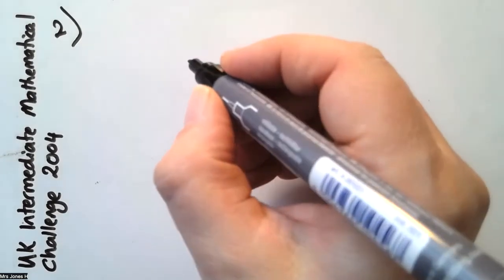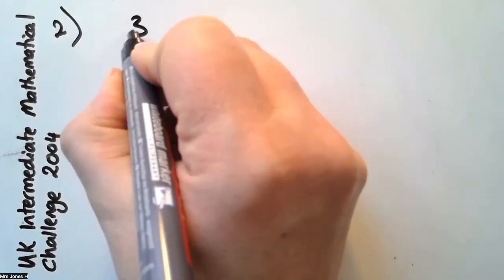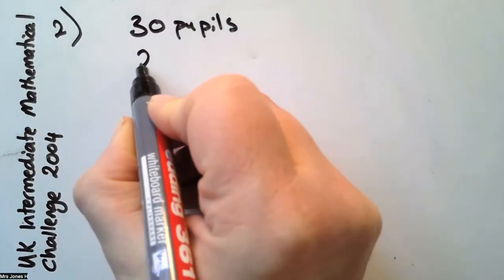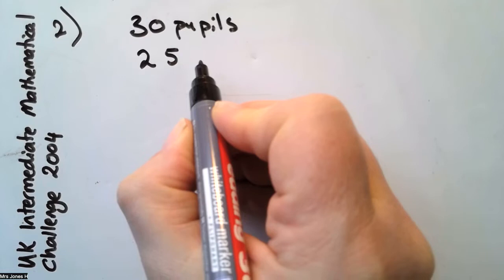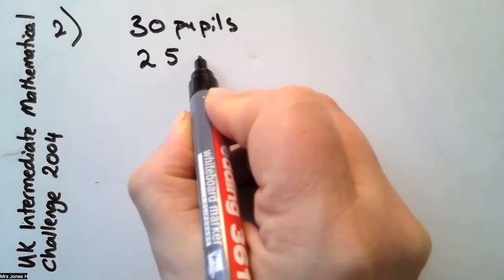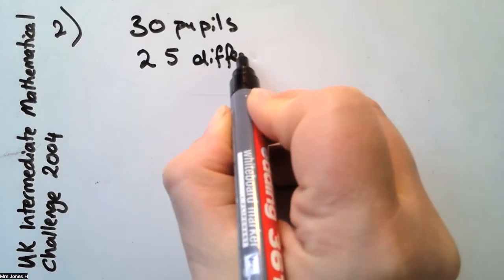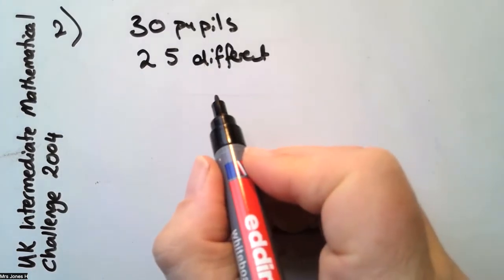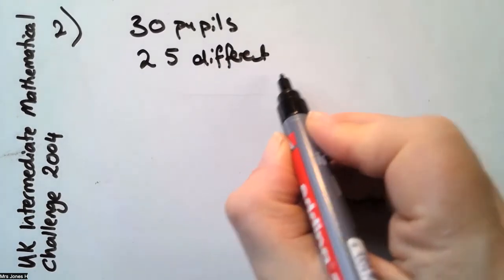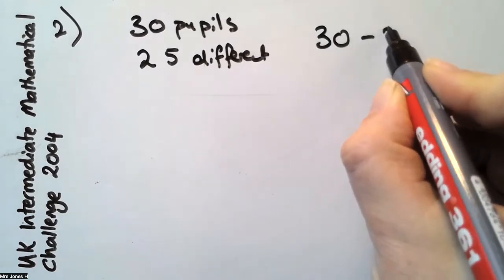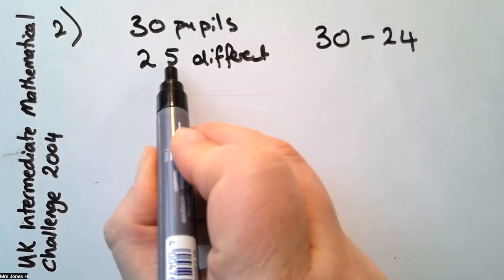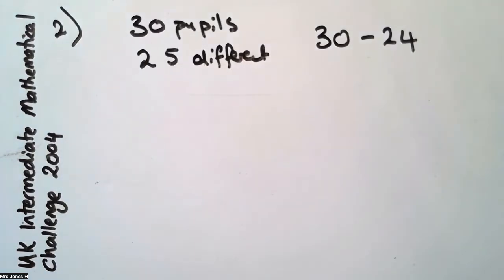And if you think about the fact that we've got 30 pupils and 25, there are only 25 that are different. Then if the most share one birthday, then you've got 30 subtract 24, because... how do I describe this?